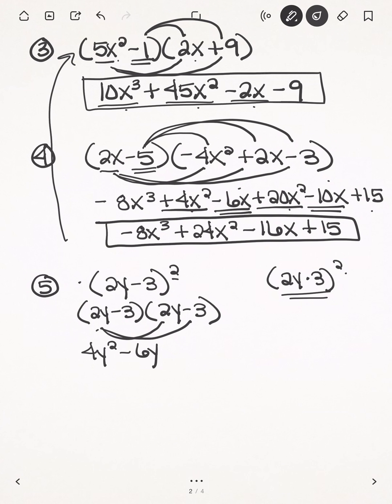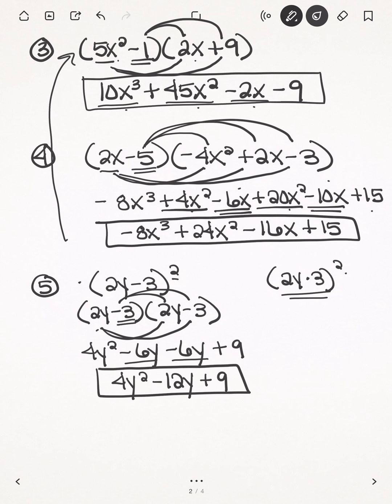And then I start all over again, and I use the second term, and I multiply it by everything over here. So there I get negative 6y again. And negative 3 times negative 3 is positive 9. Okay, then when I look at that, I see, hey, I have like terms here and here. So my final answer is going to be 4y squared minus 12y. I'm collecting like terms, so I just add them together, plus 9. And there is my area as a sum.